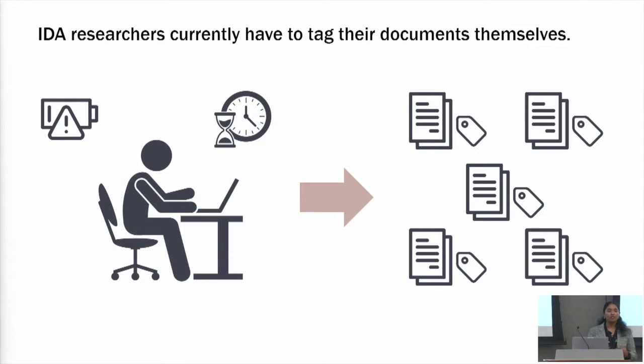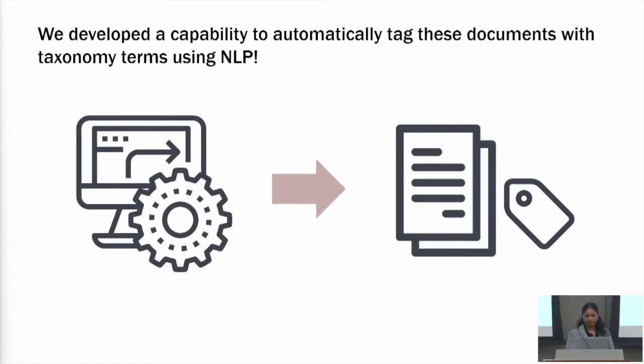Consider questions like, have all of the researchers tagged the documents consistently? But we also need to consider things like periodicity. We currently have to make our researchers tag their documents periodically, every few months. And so if you're publishing a research document within that gap, then your document is not going to get tagged with terms from the taxonomies.